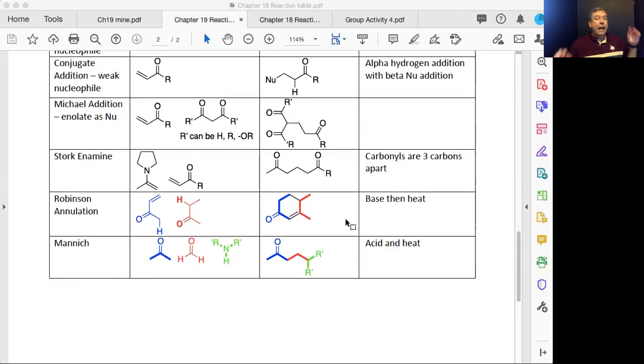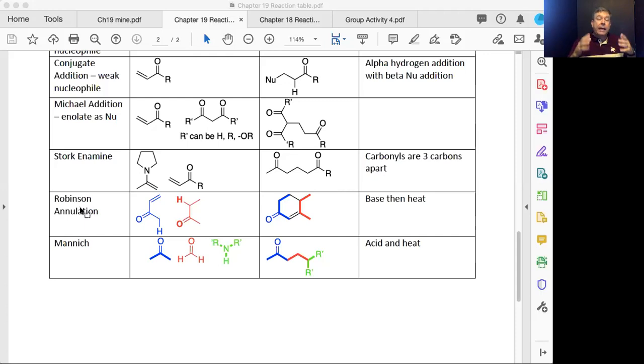Okay, so then the last 2 reactions are a little bit more complicated, but if you line them up correctly, you will get the right product most of the time. And that is the Robinson annulation and the Mannich reaction. In the Robinson annulation, it starts with that beta addition of an enolate to a conjugated aldehyde or ketone. I'm sorry, it has to be a ketone. So we have beta addition to our conjugated ketone by an enolate, okay?